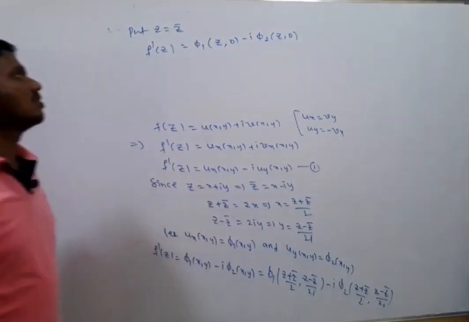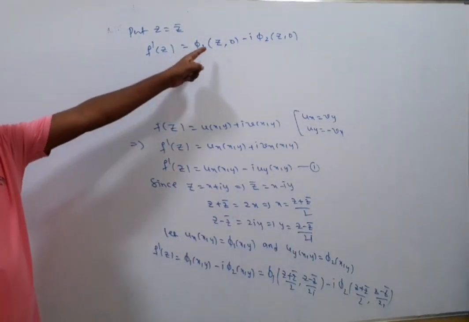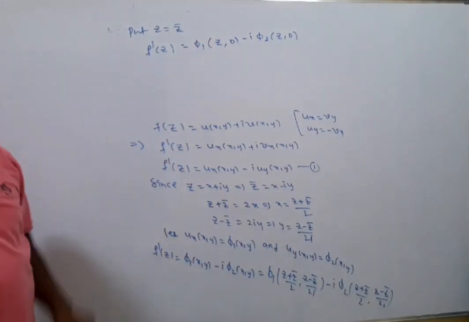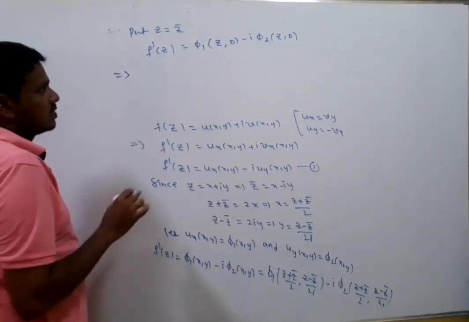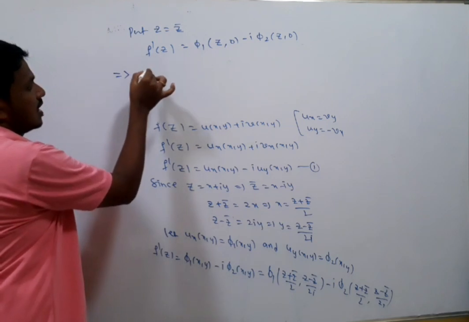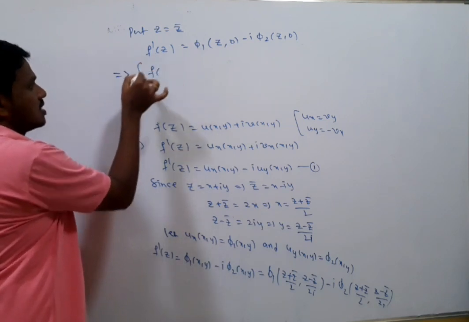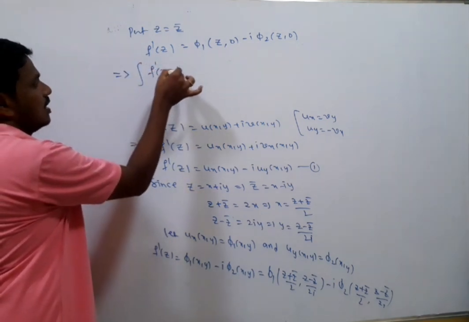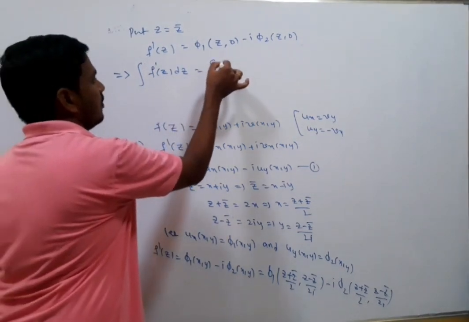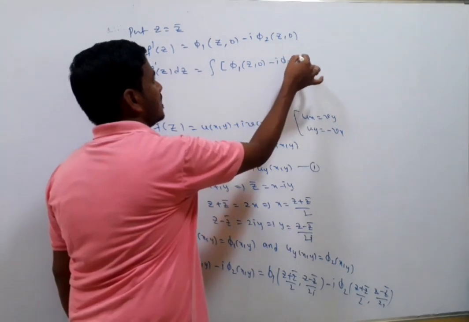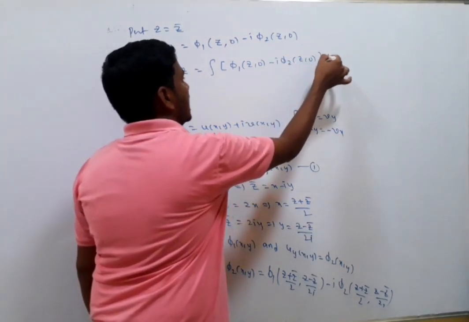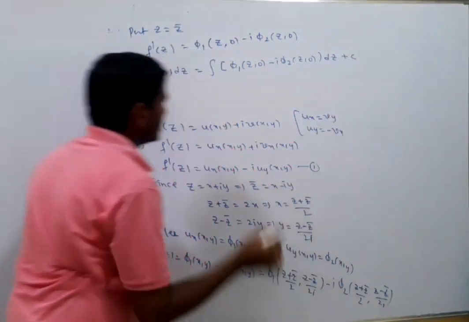Yes, if we take z is equal to z bar, f dash of z is equal to pi 1 of z comma 0 minus i into pi 2 of z comma 0. Now integrating on both sides with respect to z, integration and differentiation get cancelled. We have the integration of f dash of z dz is equal to the integration of pi 1 of z comma 0 minus i pi 2 of z comma 0 dz plus the integration constant c.